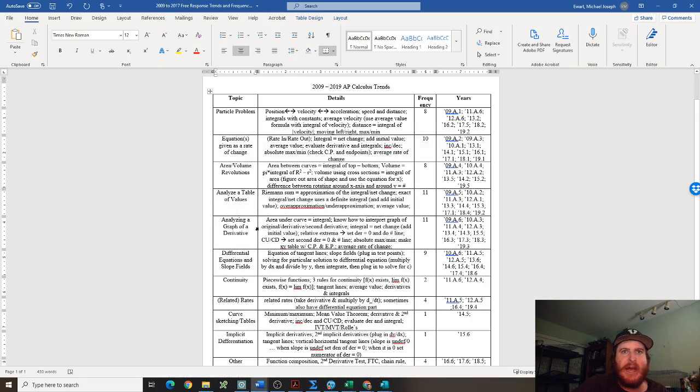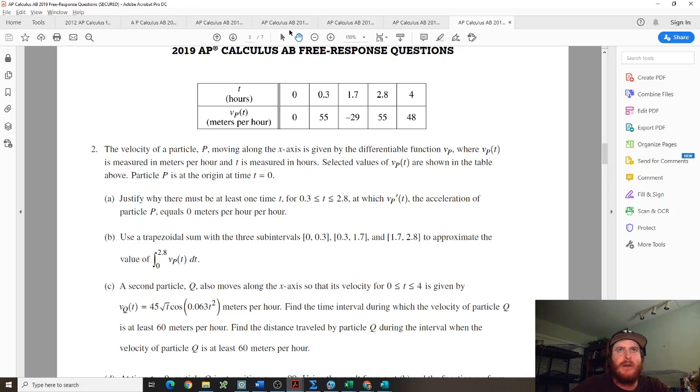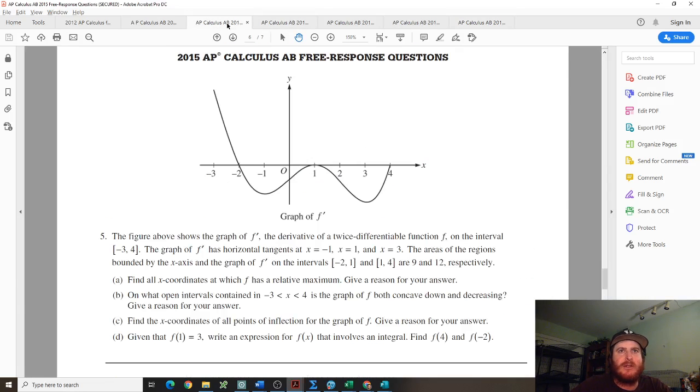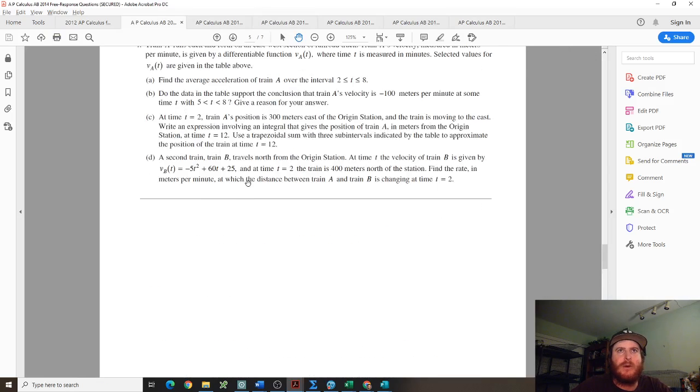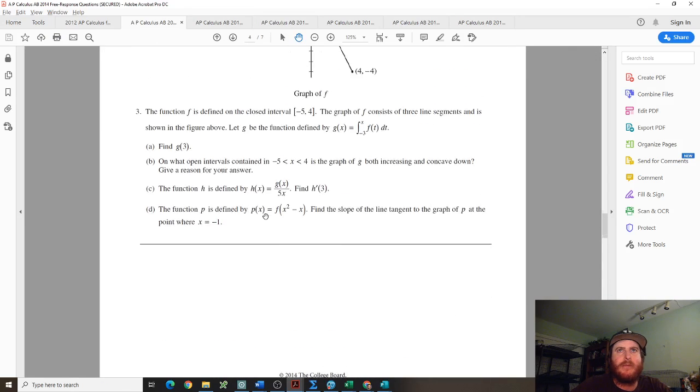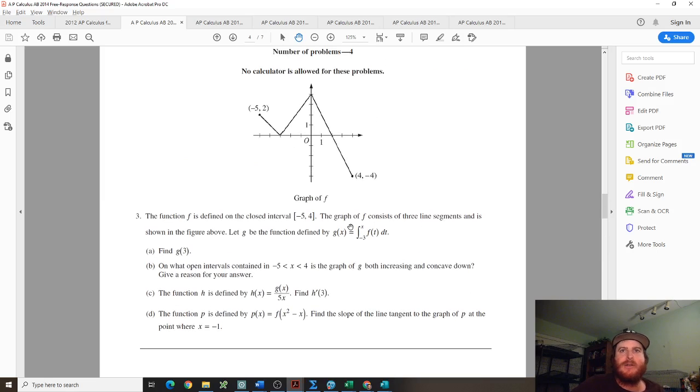Okay, next up we have analyzing the graph of a derivative. This is super, super common. Like I said, these two have been on every single AP exam. So analyzing the graph of a derivative looks like this guy, or I believe there was one more right here. This guy. All right, so this is really common where they give us g of x equals the integral from -3 to x of f of t dt.